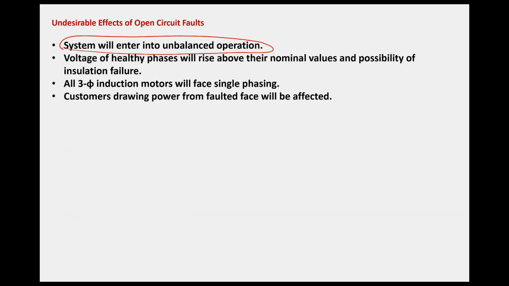Okay. So during open circuit faults, the voltage of the healthy phases will rise above their nominal values. There is a chance, if your grounding is not proper in an ungrounded system, if one of the lines gets open circuited, the voltage of the healthy phases will rise above nominal values, and there is a possibility of insulation failure.